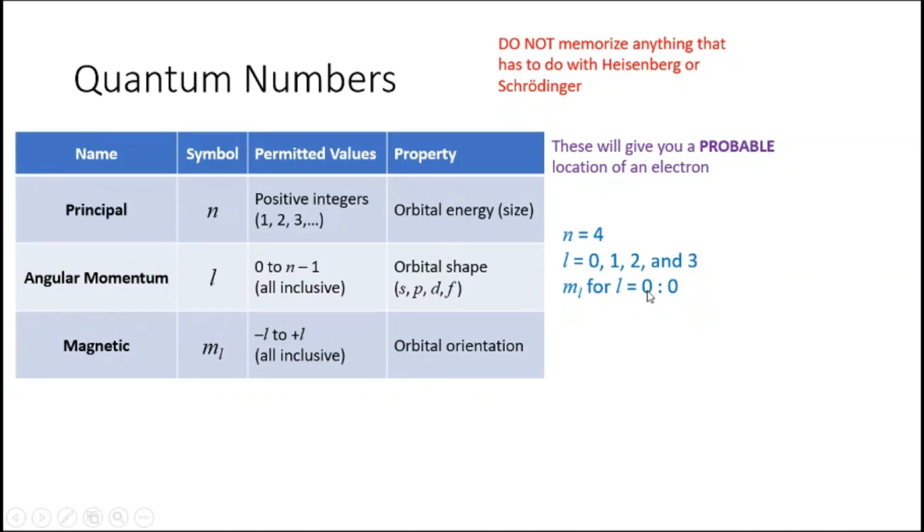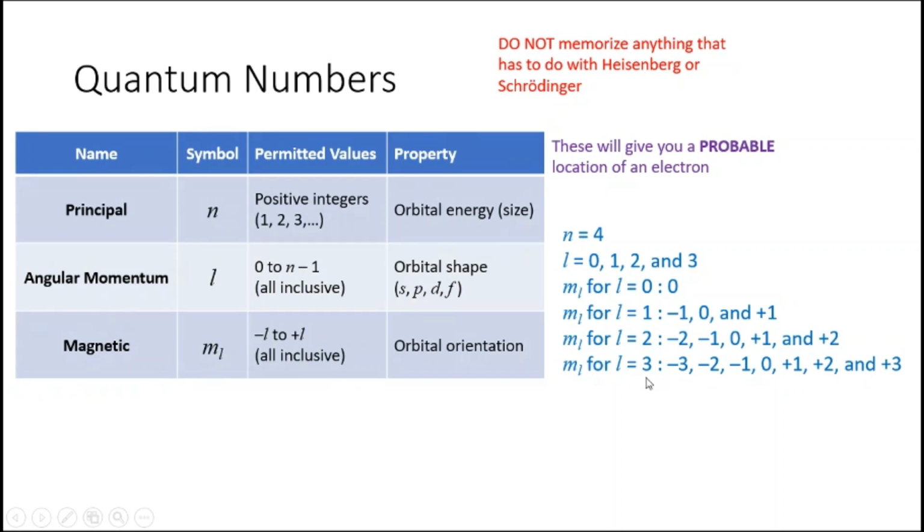So if your L equals 0, you can go from negative 0 to positive 0, which don't exist, so you're just stuck at 0. For L equal to 1, m sub l can go from negative 1 to positive 1. Please note it's all inclusive, so it has to include negative 1, 0, and positive 1. Same deal with L equals 2: negative 2, negative 1, 0, plus 1, and plus 2. And last but not least, for L equals 3, it's going to go negative 3, negative 2, negative 1, 0, plus 1, plus 2, plus 3.